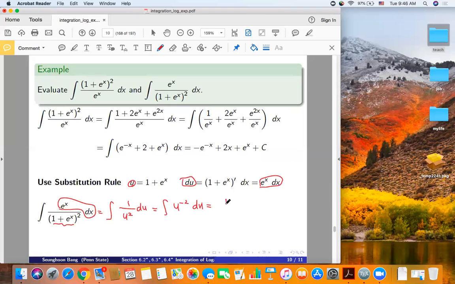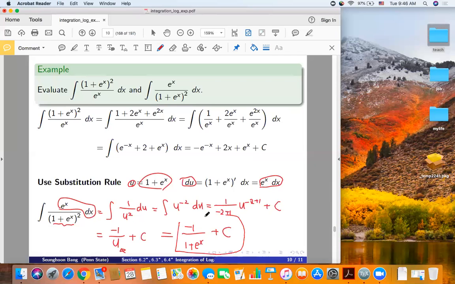You can use the antiderivative: u to the negative 2 plus 1 over negative 2 plus 1, plus c. Next, change back. Then you need to simplify. 1 over negative 2 plus 1 is negative 1, and u to the negative 2 plus 1 is 1 over u. Next, change back. This u value is 1 plus e to the x. The final answer is minus 1 over 1 plus e to the x plus c.